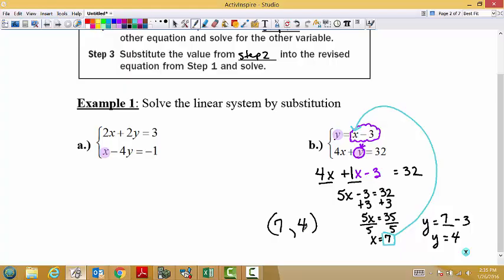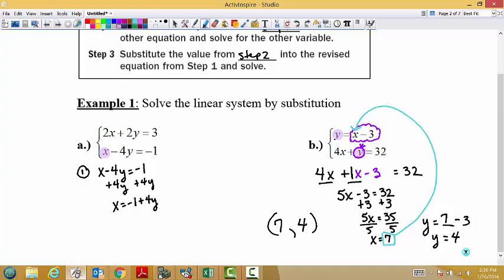So now A is a little bit harder because the x is not solved for. Nothing is solved for. But what I'm going to do, step 1, is solve one of the equations for one of its variables. And it's always easier if you just find the letter that's by itself. So if I'm solving for x, how do I get rid of minus 4y? Well, I add 4y. So I've got x equals negative 1 plus 4y.